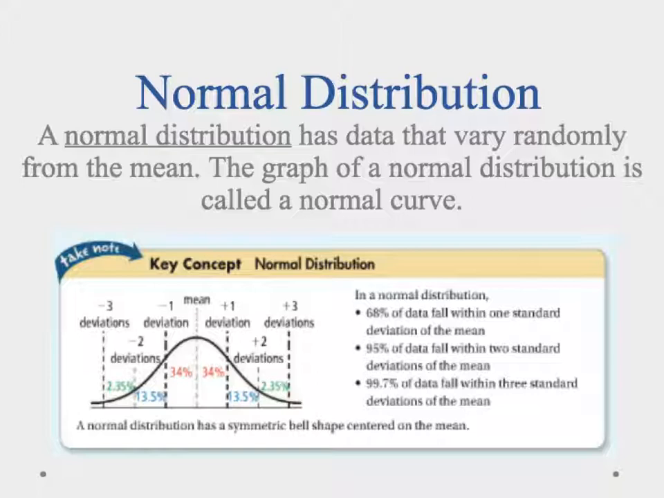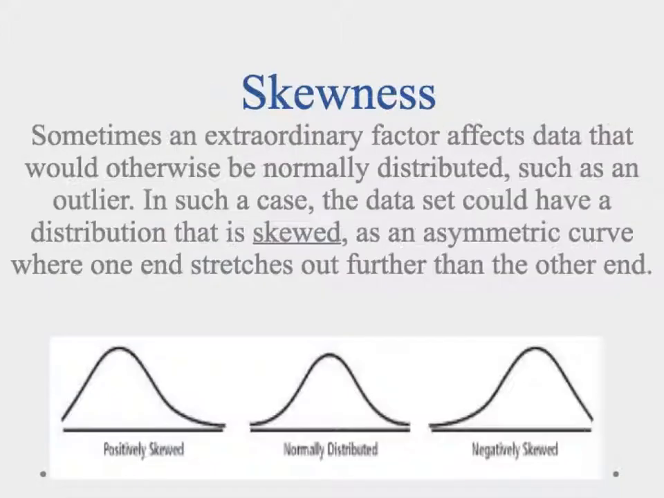And then within two is 95%, or 13.5% on each side. And then 99.7%, pretty much all of it. So a lot of times we like to say that they fall within 3 standard deviations fully. And also a normal distribution has a symmetric bell-shaped curve centered around the mean.